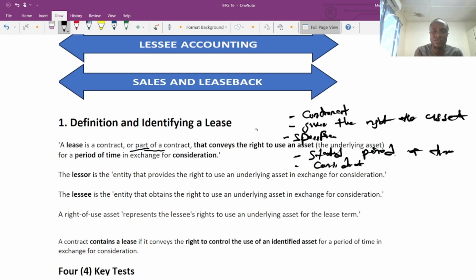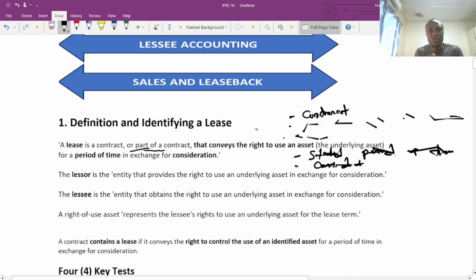So basically, if you want to identify a lease transaction, a lease contract, you need to know the elements of the definition. There should be a contract or a part of a contract that gives the right to use a specific type of asset for a specific period in exchange for a given consideration. We are going to look at it in detail in a later section.